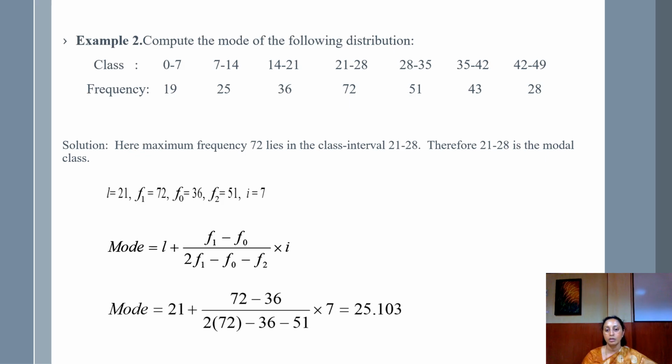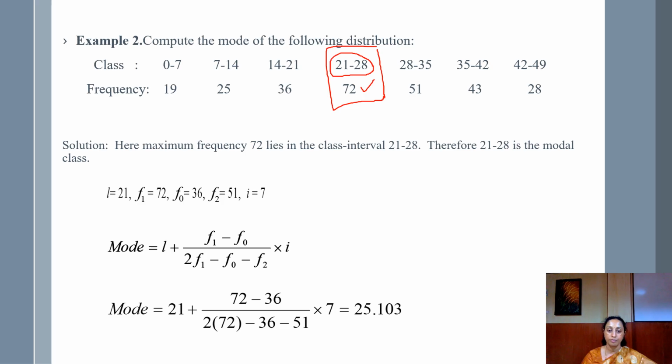Now here, if you see, the highest frequency is 72. So 72 lies in the interval 21 to 28. Therefore, we say that the modal class interval is 21 to 28. That means our modal value lies between 21 and 28. So first and foremost, we need to identify the modal class. This is by the inspection method. This is how we can observe the modal class.